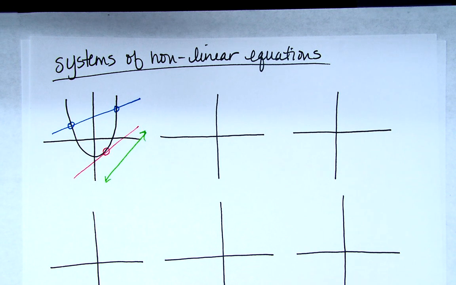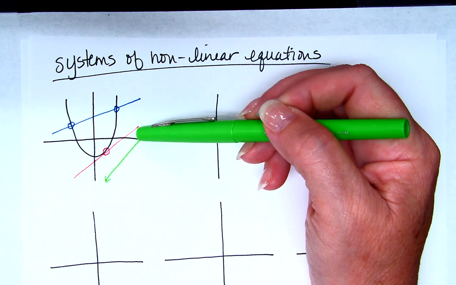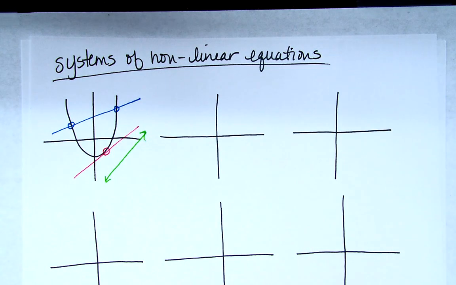Is there any chance that you could have a line and a quadratic and have three solutions? Like, is this parabola going to come back down? Probably not. No, never, right? It doesn't do that, okay? So that's the options. What if we have two parabolas? What are the options?